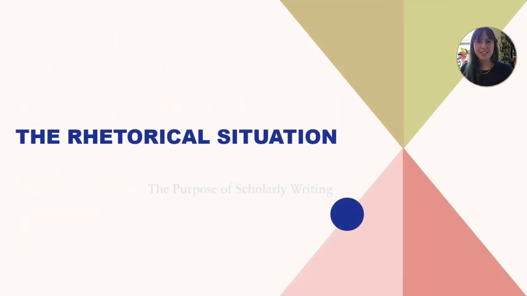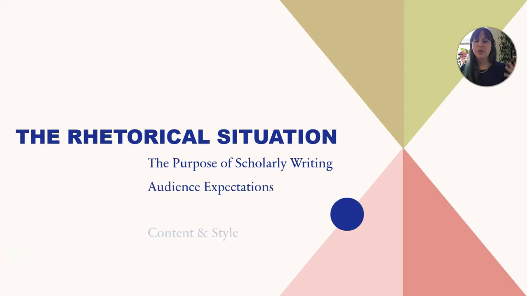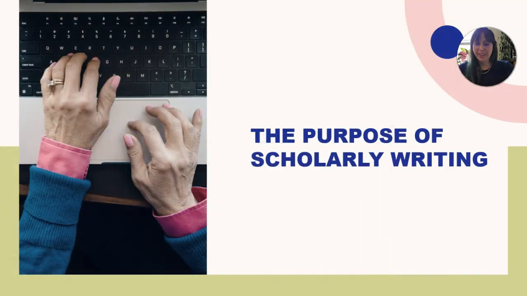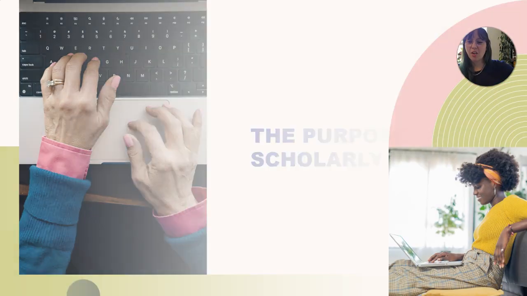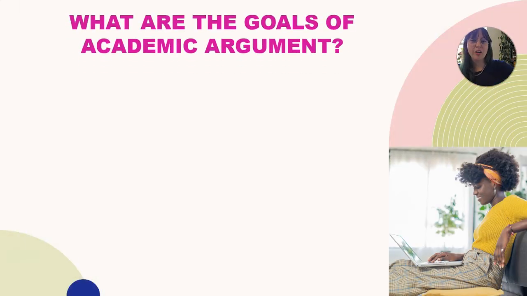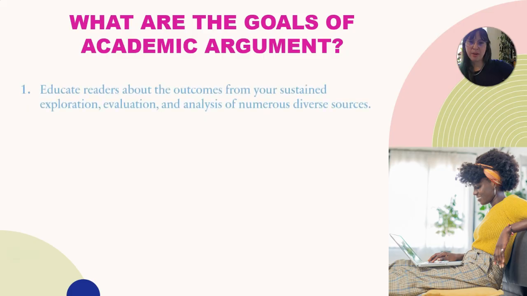All right, what's next? The rhetorical situation. So the purpose of scholarly writing, looking at our expectations about the audience, looking at the kinds of content and style we want to bring into our paper. So the purpose of scholarly writing, looking at the goals of academic argument.